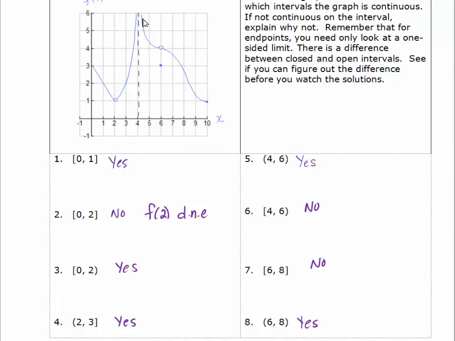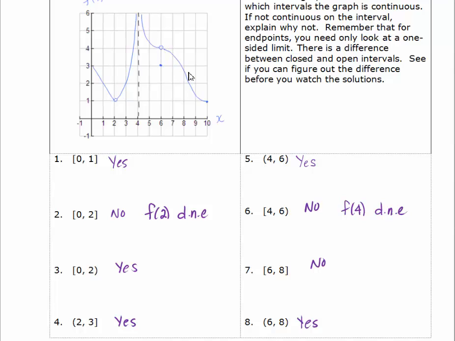Now as soon as I close in 4, I have an issue because 4 is included in my interval, but there is no function value at 4. So the answer is no, because f of 4 does not exist. And any time you say no, I will be asking for an explanation.